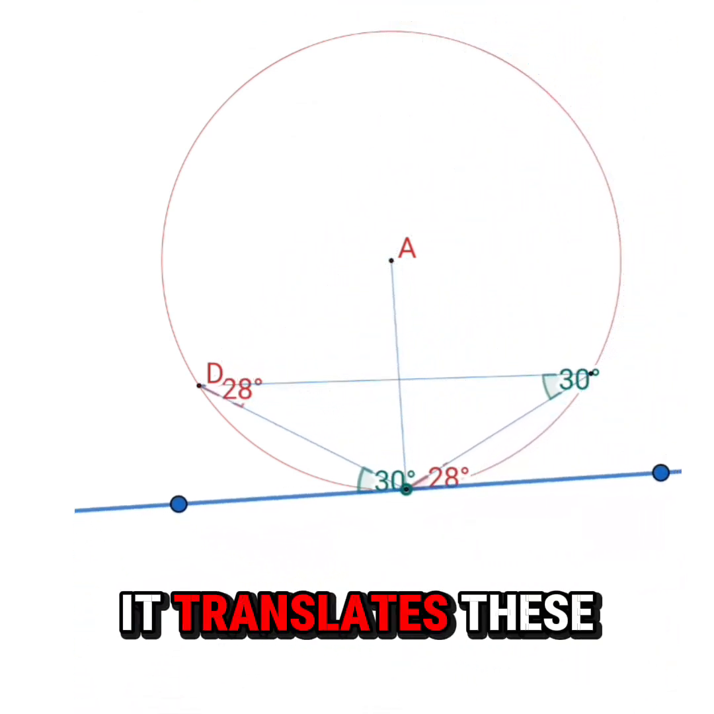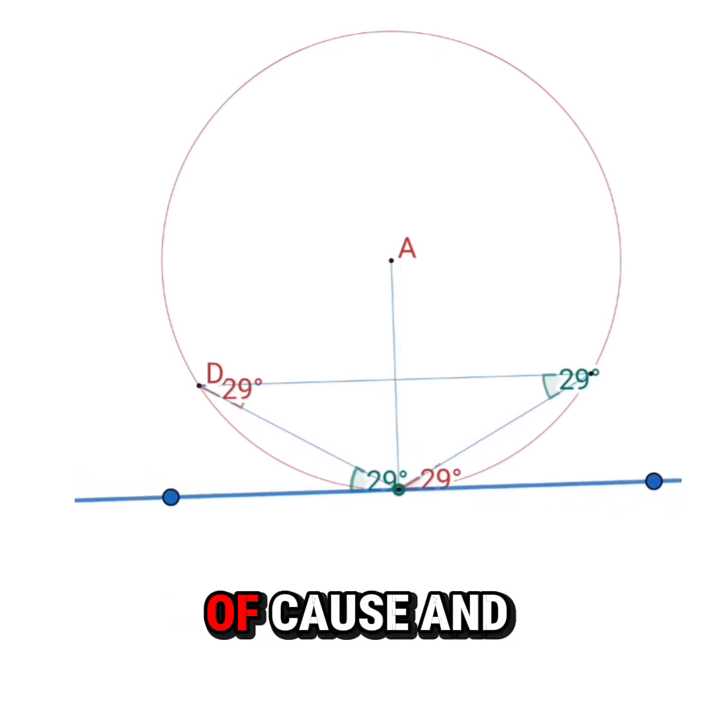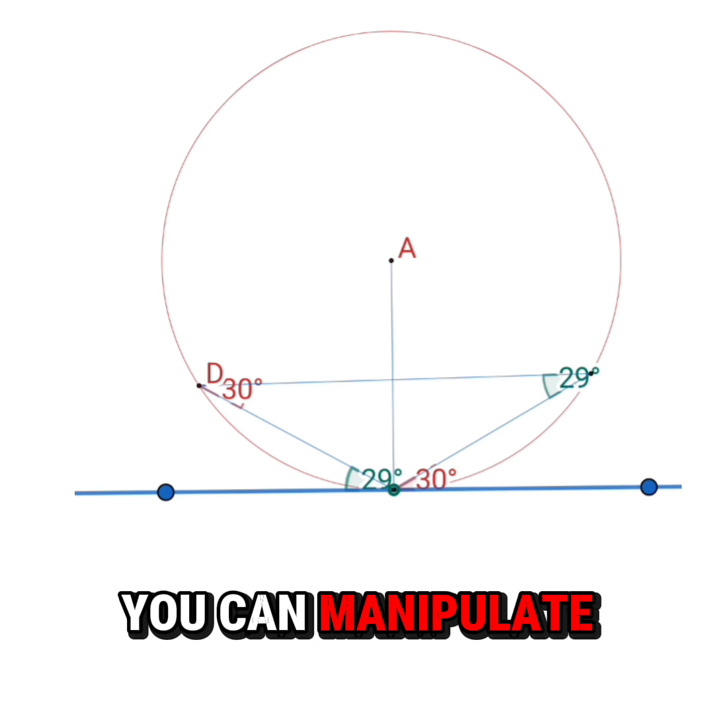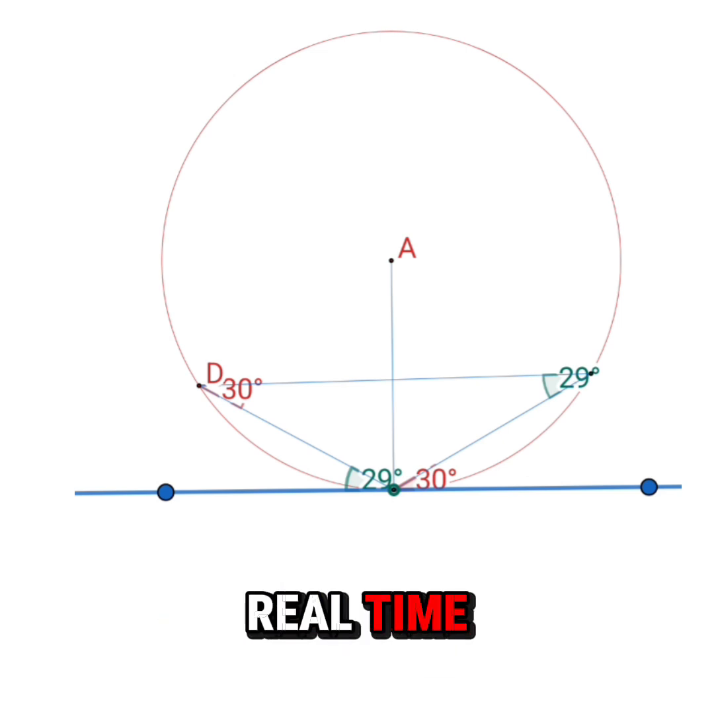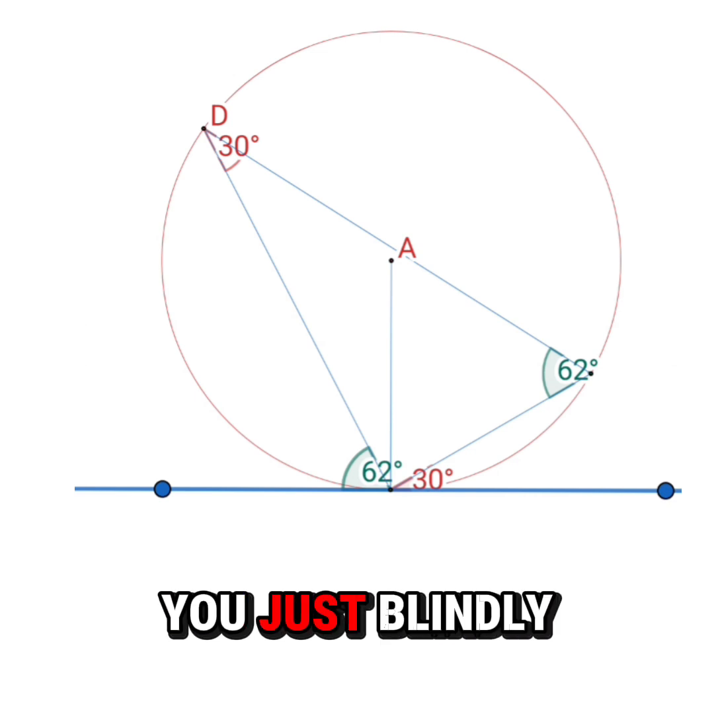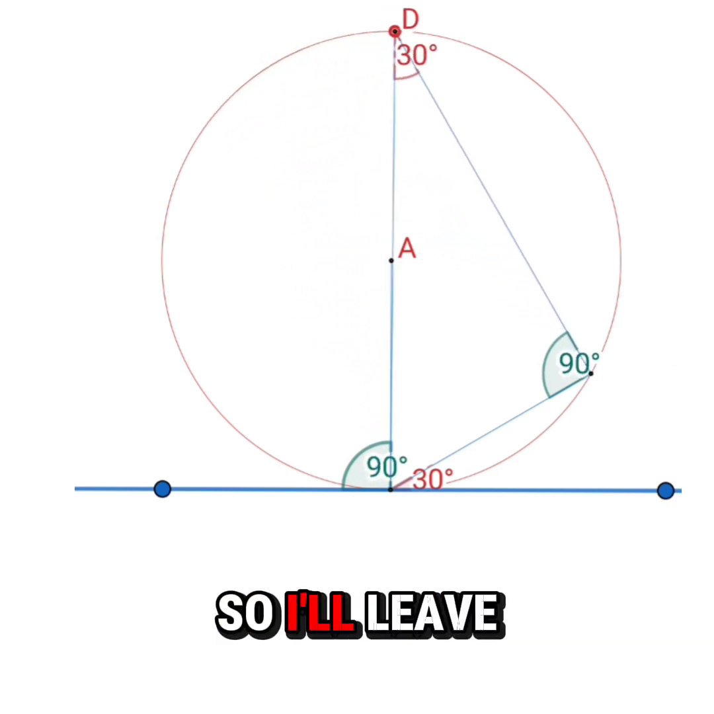It really does. It translates these abstract, rigid rules into a living system. Yeah. It gives you a sense of cause and effect. When you can manipulate the variables and visually see the mathematical boundaries hold firm in real time, the theorem ceases to be something you just blindly memorize. Right. It becomes an environment you actually understand. Exactly. So I'll leave you with this.